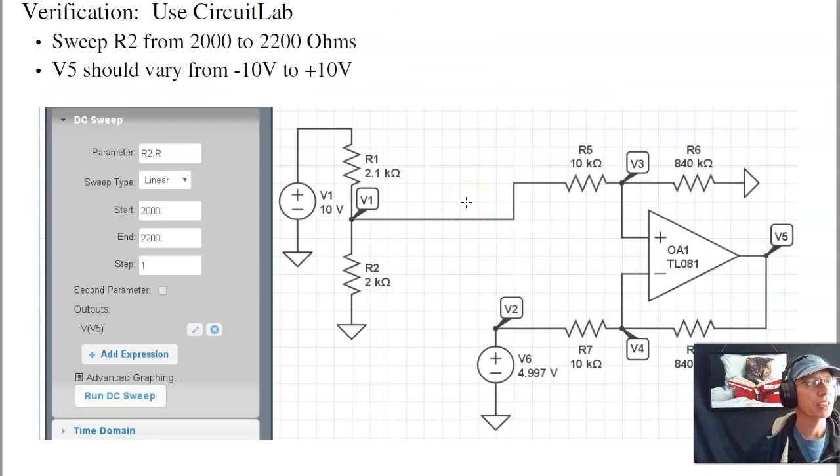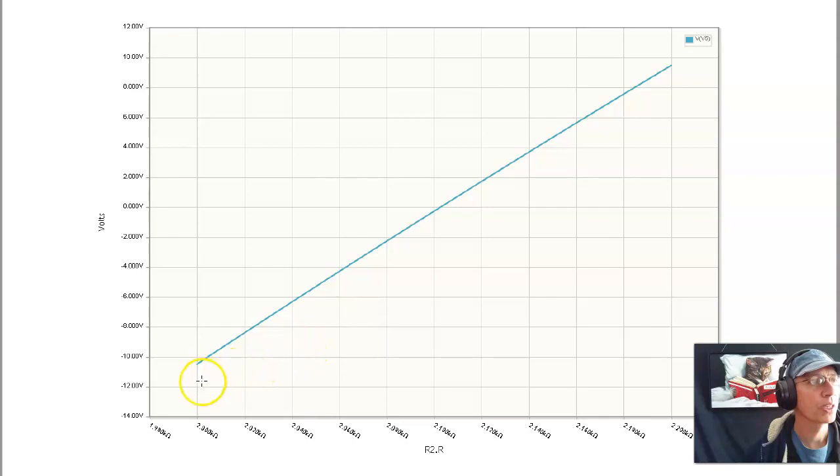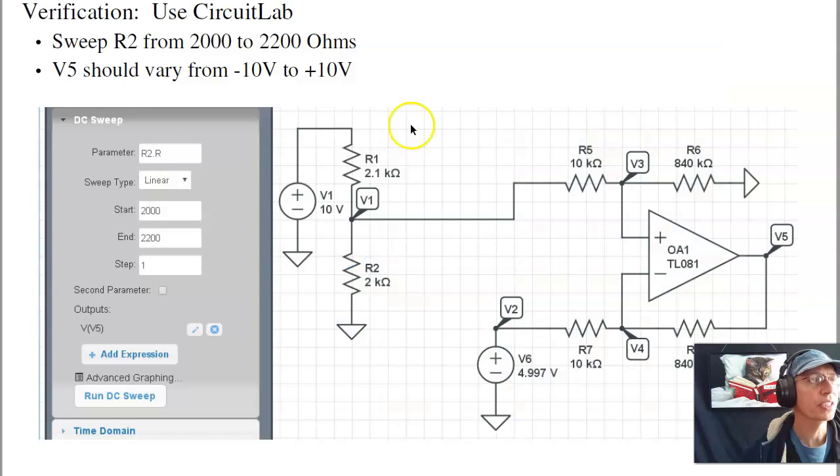If I check that in Circuit Lab, what I can do is build a circuit and then sweep. I'm going to sweep R2 to go from 2000 ohms to 2200 ohms, and then look at the output. When I do that, it goes from minus 10 to plus 10. Almost. The reason it's slightly off is because when I did the voltage divider, I ignored R5 and R6. If you include those, this is actually 850K to ground in parallel with R2. What that does is that drops the net resistance seen at R2, which drops the voltage to V1, which drops the voltage to V5.